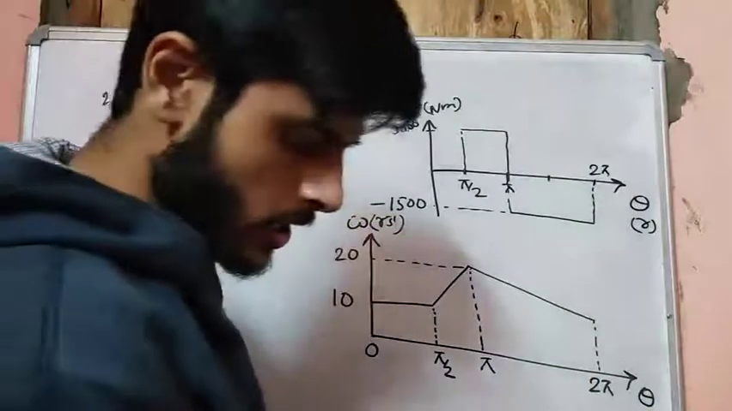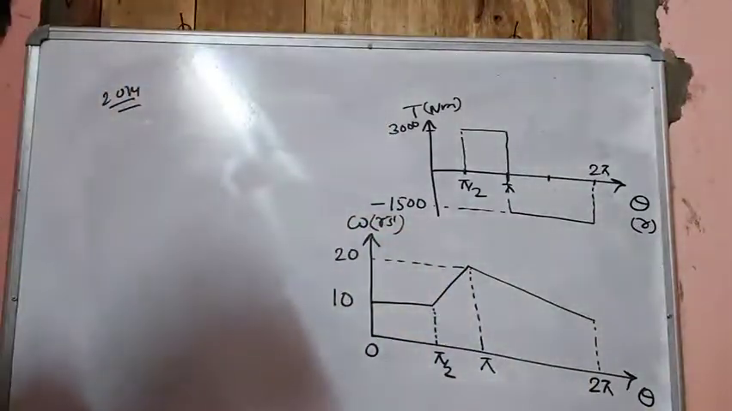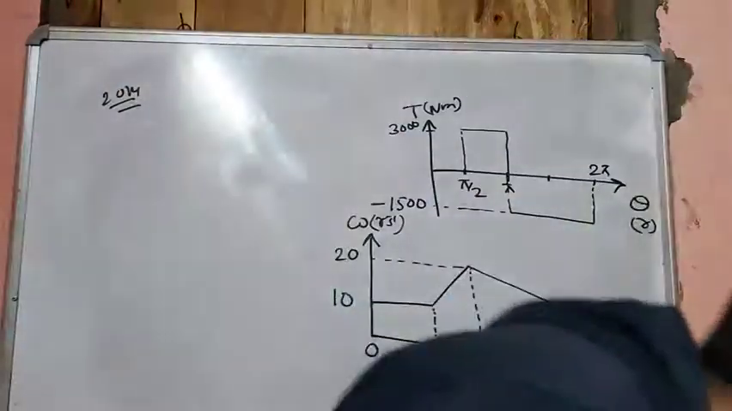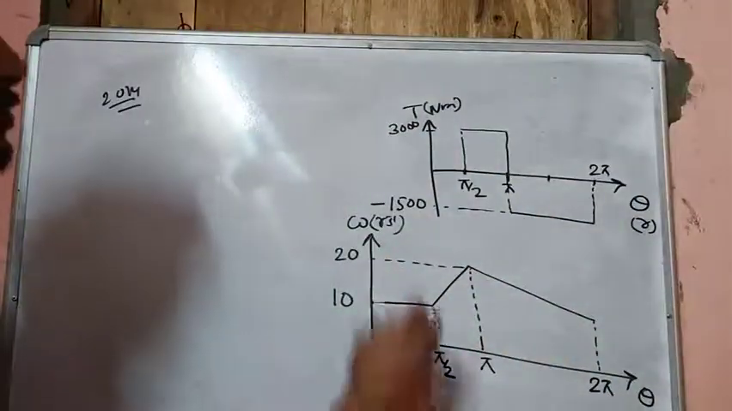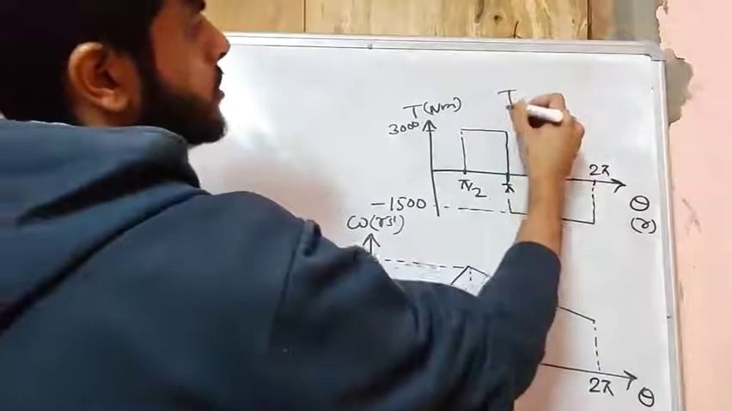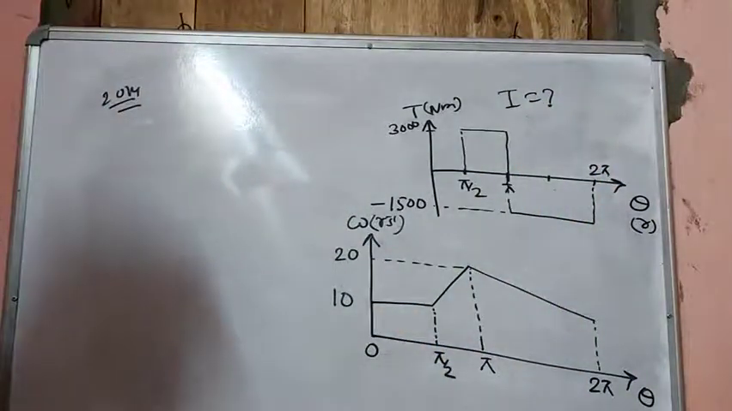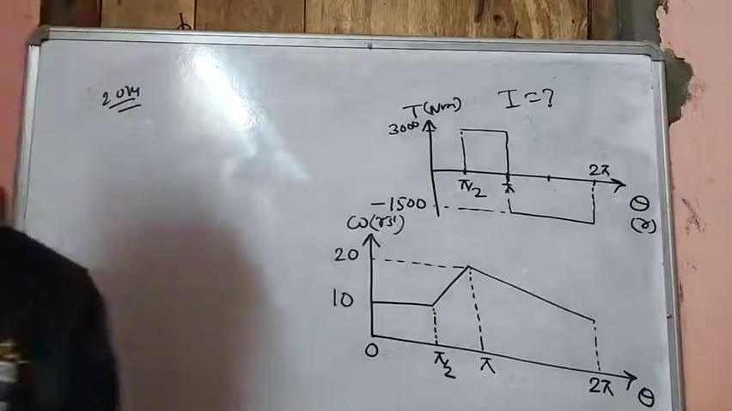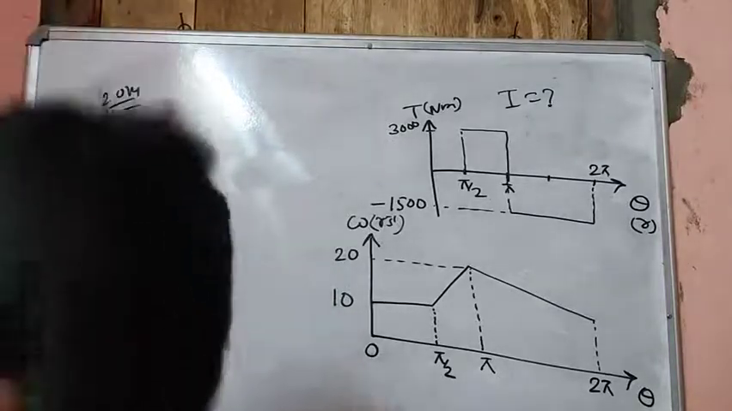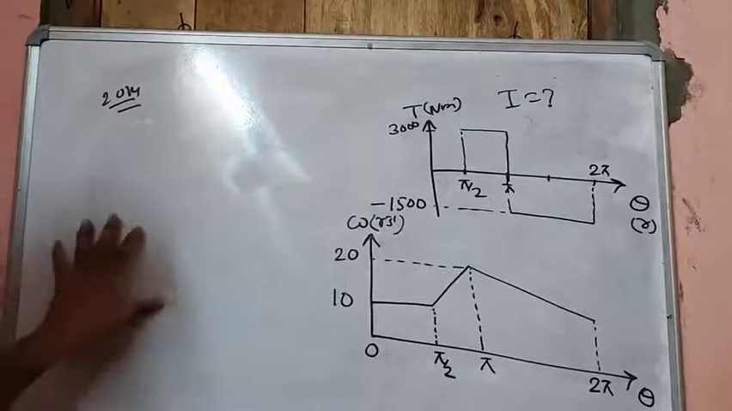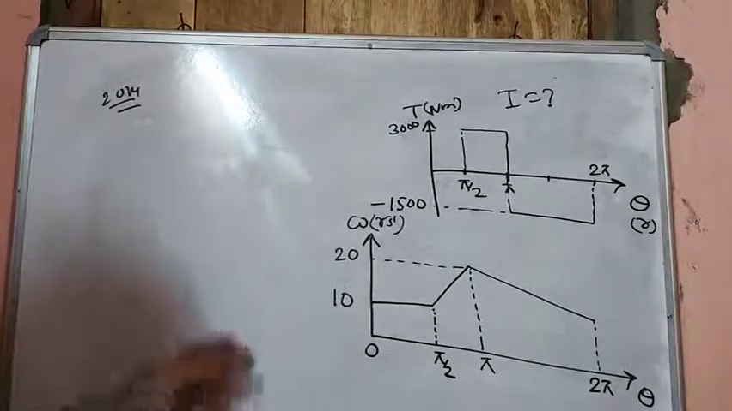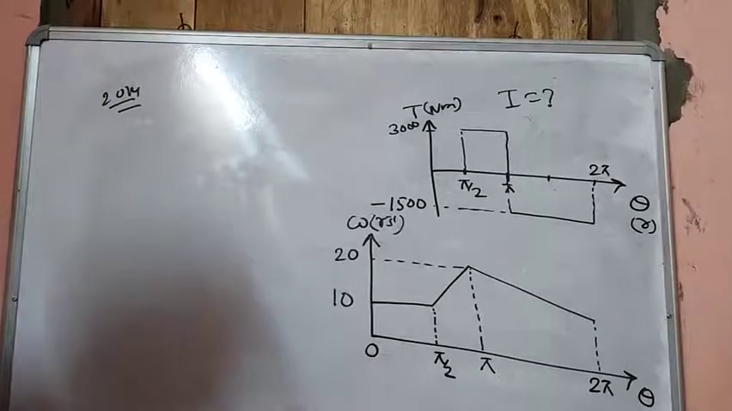Okay, so we are required to find out the moment of inertia of the flywheel. So the question is to find out the moment of inertia of the flywheel. This is required. So we will try to solve it by two methods so that you can get an idea. So the first method, we will use the ideas that we have done right now.